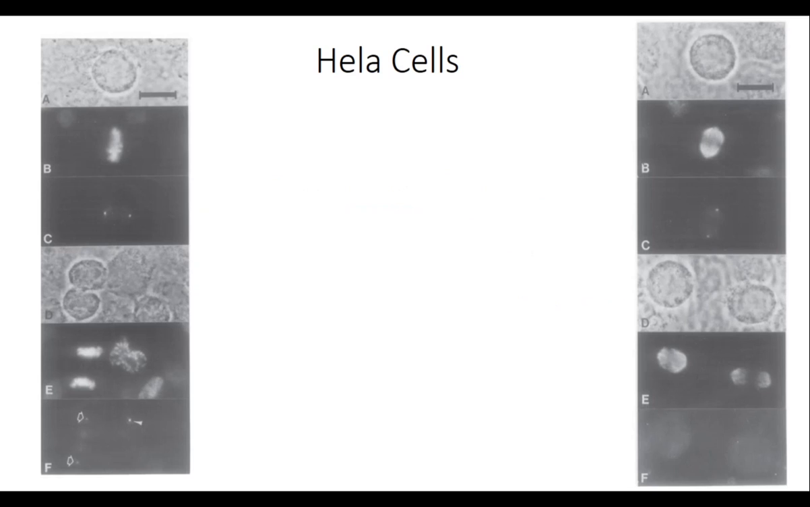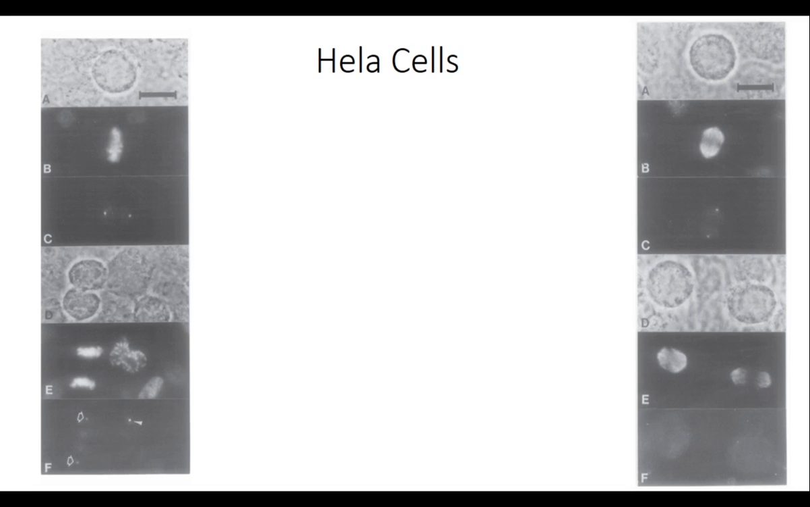So here are the images that they produced. For the one on the left, first of all, A and D in both images are just phase contrast micrographs, so they're not that important here. First we'll take the one on the left. On the left, B shows the chromosomes stained with DAPI, and C shows the same cells stained with gamma tubulin. Keep in mind that throughout all of the images I'm going to show, B and C are always going to be in metaphase.